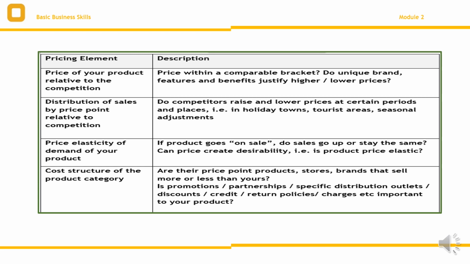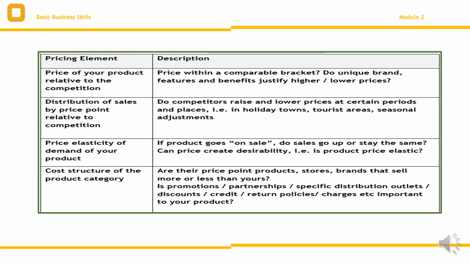So you must look at, do you offer a unique brand? Does your product have unique features to justify the higher or lower price? So you must compare competitor pricing with your pricing. You must also look at the distribution of sales by price point relative to your competition. So look at, do your competitors raise or lower the price at certain periods, at certain seasons, in certain holiday towns, in certain tourist attractions, so that you are also able to adjust your pricing of your product appropriately.